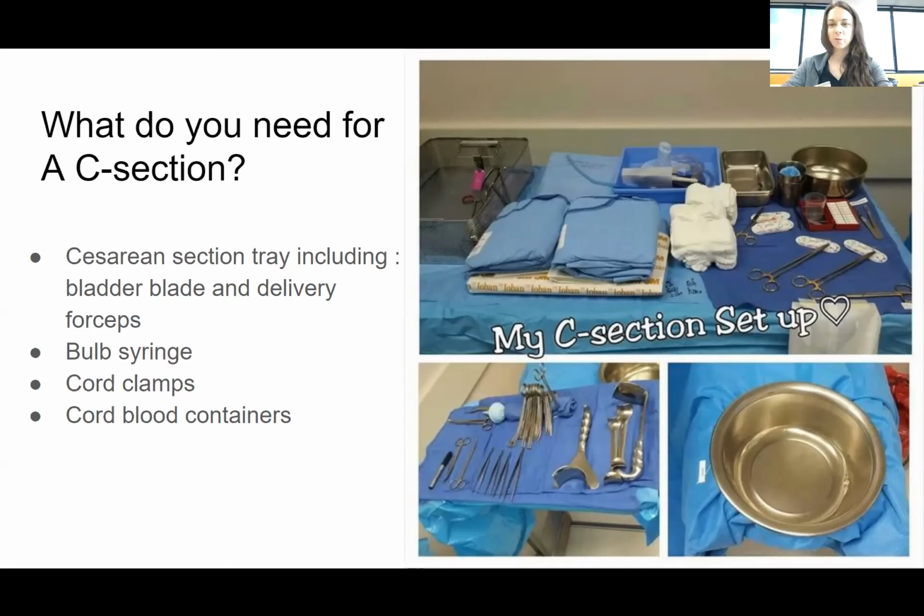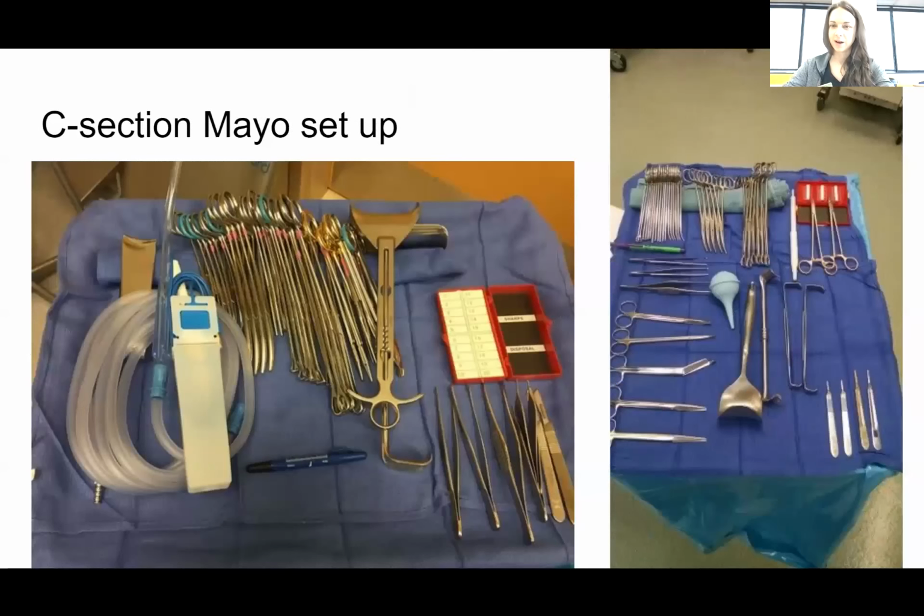So this is one C-section setup. And I want you to see that every scrub tech is different. Every scrub tech sets it up a little differently. So like for me, this Mayo stand has a little too many clamps on it. I don't think I will need that many for the C-section, but another scrub might want to have more available. So just take a look at these setups and try to get ideas for what you're going to want your setups to look like when you are scrubbing these cases.